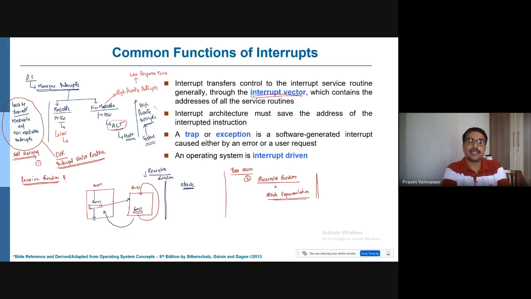So in that case, HLT is a high priority interrupt. In case of a low priority interrupt, which you can mask, INT is the low priority interrupt. For high priority interrupts, you can say HLT, and you can say trap. But this trap is a software generated interrupt.